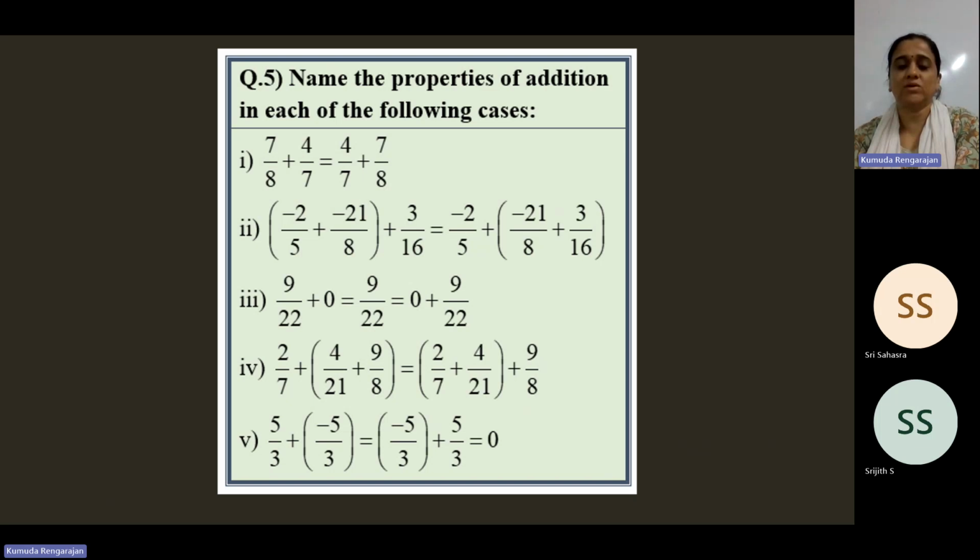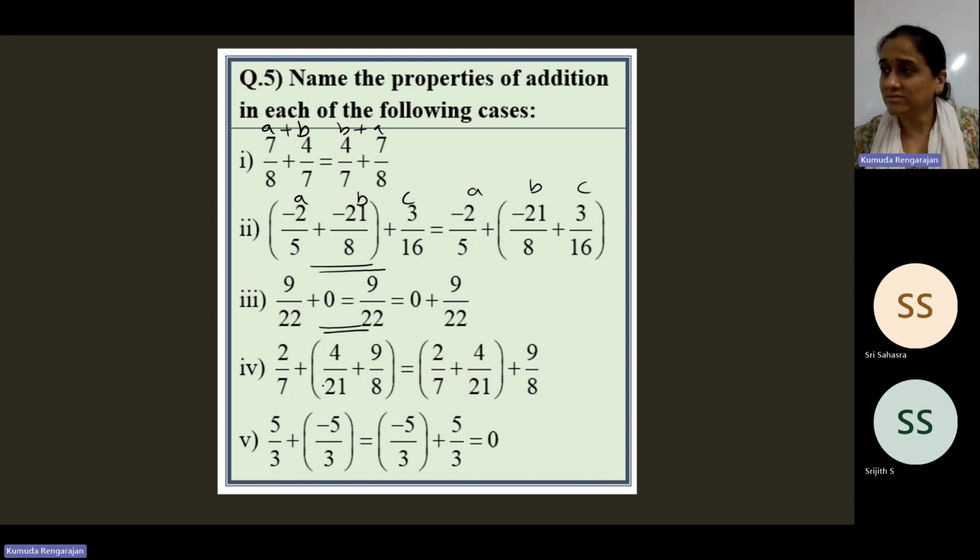So the first one is A plus B is equal to B plus A. So it's the commutative property of addition of rational numbers. You can say commutative property for addition of rational numbers, not over. This one is A, B, C. Okay, so this is the associative property of addition of rational numbers.